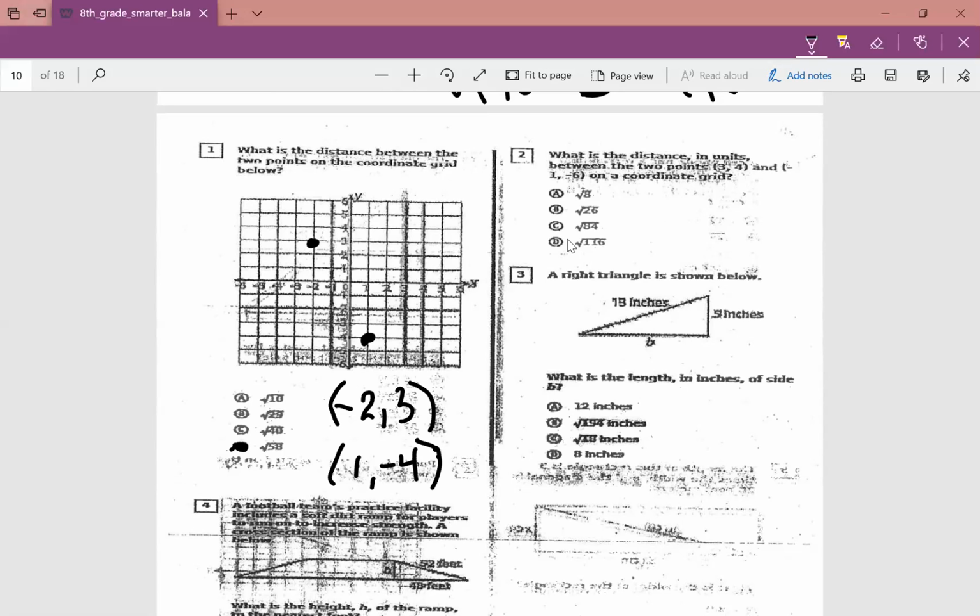Number 2. What is the distance in units between the 2 points 3, 4 and -1, -6 on a coordinate grid? So here we go. D. Sorry guys, the space is so small for me to show all this work. So I'm going to just talk it out, but feel free to reach out to me if you don't understand and want me to solve it out on bigger paper. But again, we're using the Pythagorean theorem to determine the distance between 2 points.